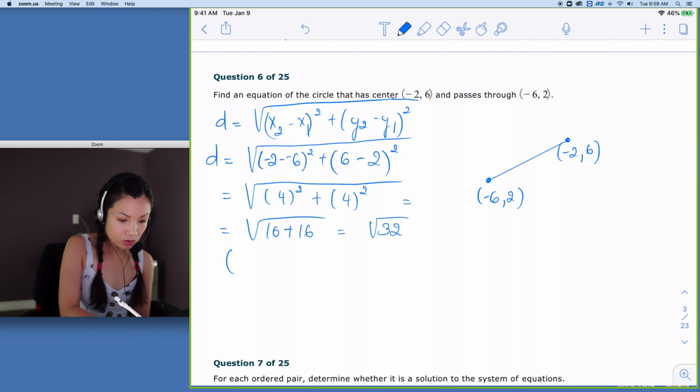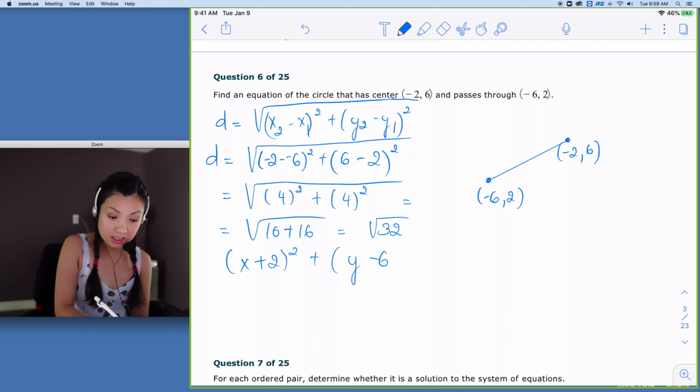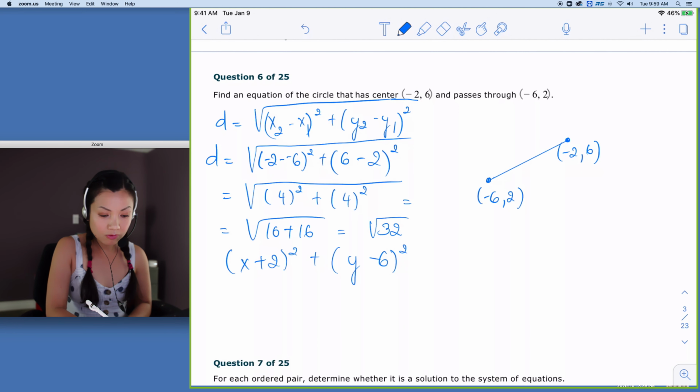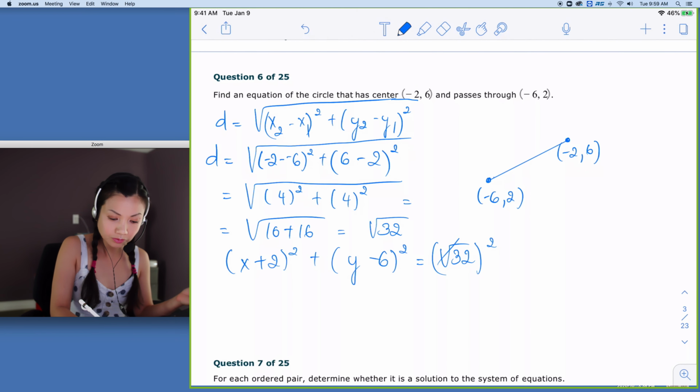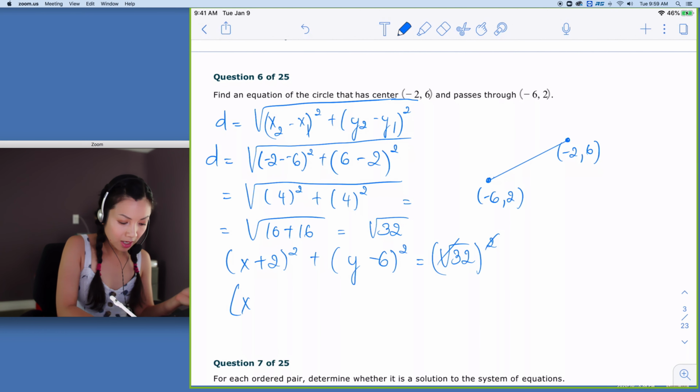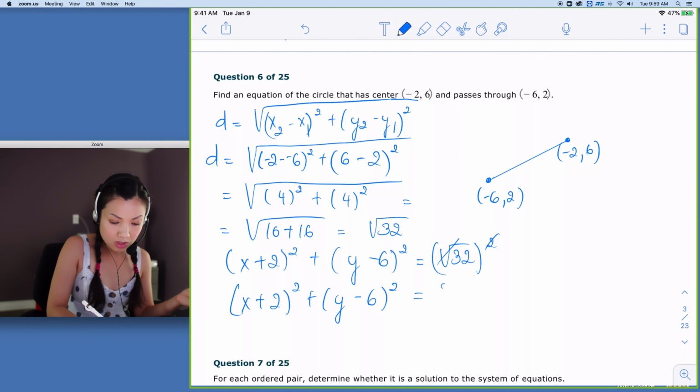So the circle, center 0, center negative 2. So it's going to be x plus 2 squared plus y minus 6 squared. Now for the radius, don't forget that we have the square root of 32 squared. So the radical cancels out. Okay, so I have x plus 2 squared plus y minus 6 squared equals 32.